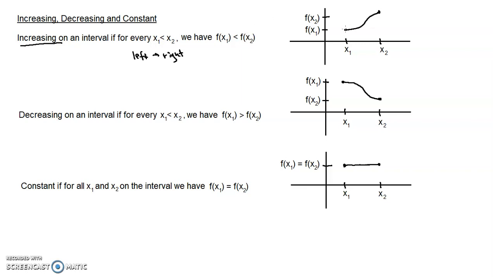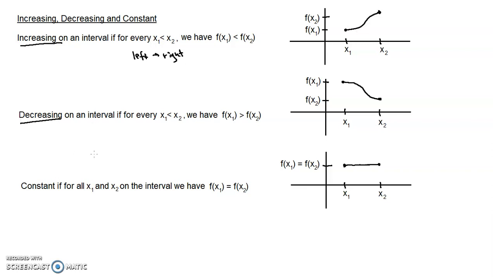Looking at the graph, we can see here's x1, f of x1, here's x2, f of x2. And we see that in this interval, our function values are continuing to get larger. So our initial function value is smaller than our ending function value, and that's true for all of the x's in that interval. So we say that this function is increasing, which should make sense because in English we say increasing for things that are getting larger or going up. And we see here as we go from left to right, this function is going up.